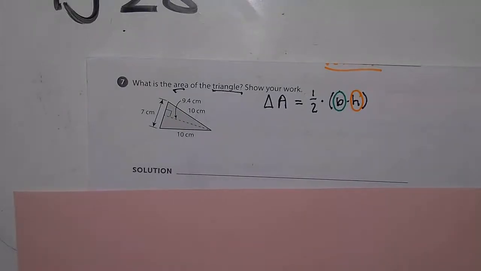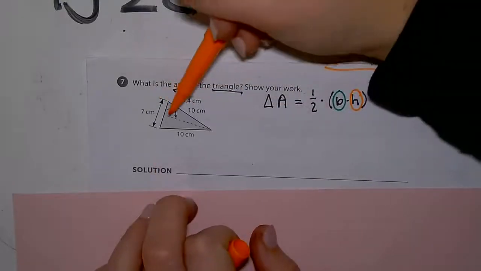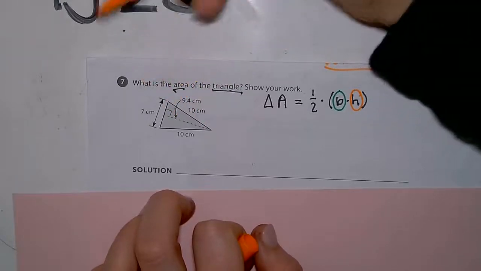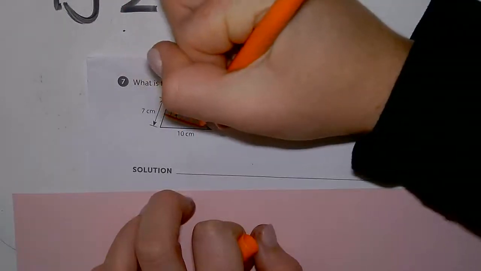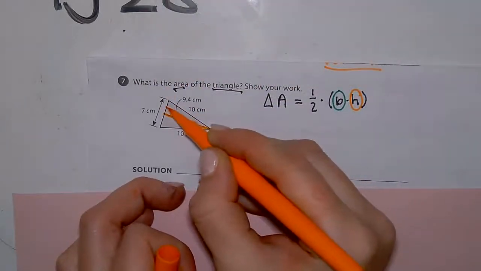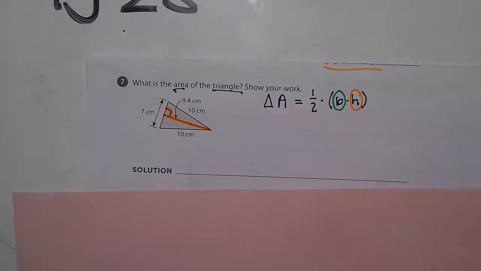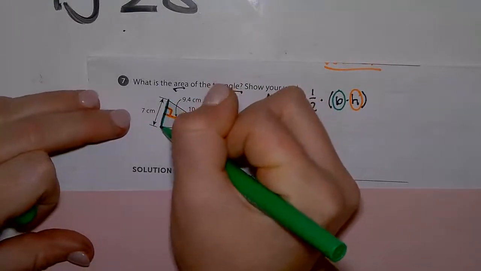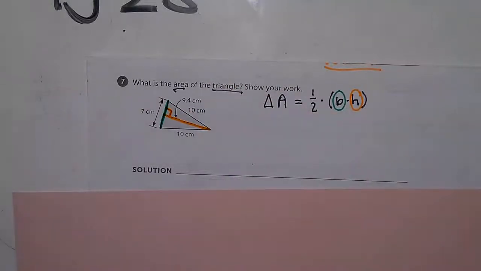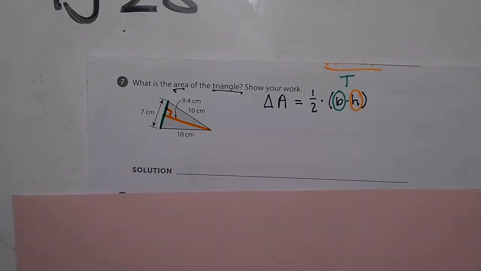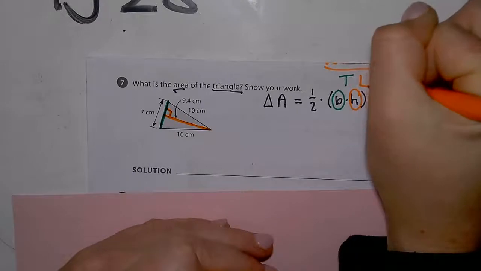Because what do I know about my height? It makes a perpendicular line with my base. The only perpendicular lines I see on this triangle are this dotted one that goes down the middle. That matches up with this line right here. And I can see that because it makes this right angle that it's showing us. So if that's my height, then my base that I want to use is going to be this line right here. Right? I always want to choose the perpendicular lines when I'm looking for my base and height. That's either going to be that T shape or that L shape.